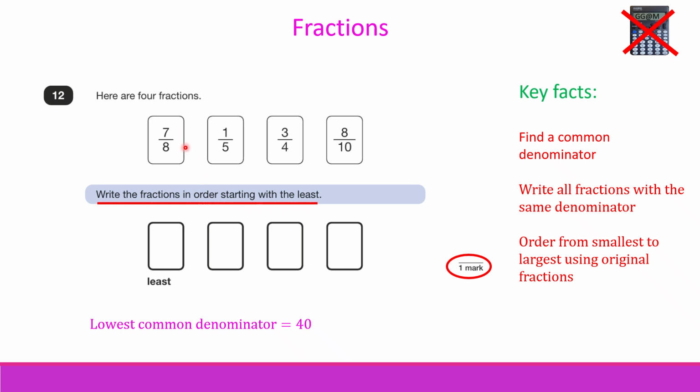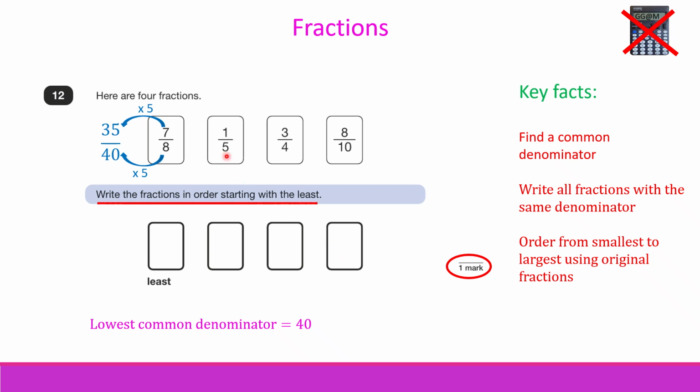So we've got to do the same to top and bottom, so the numerator and the denominator. So 7 times 5 is 35, which will be my numerator over here. 8 times 5 is going to give me 40, so I've got 35 over 40. I do the same to the top number as well as the bottom number in order to get my new fraction. All the denominators need to be 40 before I can order them down here.